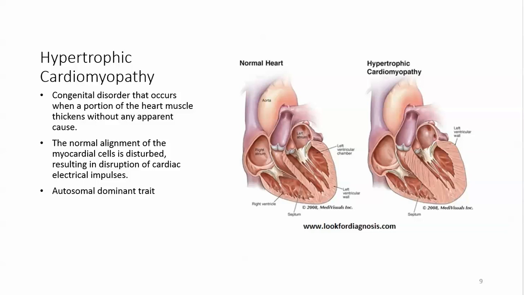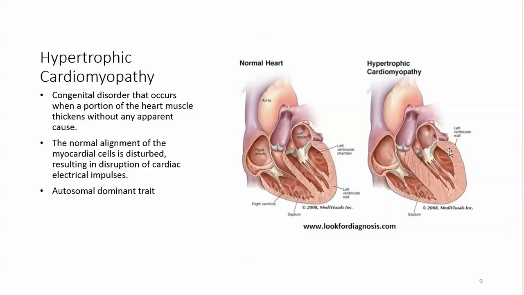Hypertrophic cardiomyopathy. This is a congenital disorder that occurs when a portion of the heart muscle thickens without any apparent cause. The normal alignment of the myocardial cells is disrupted, resulting in disruption of cardiac electrical impulses. It's an autosomal dominant trait.